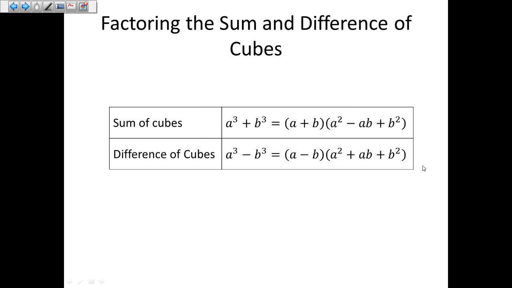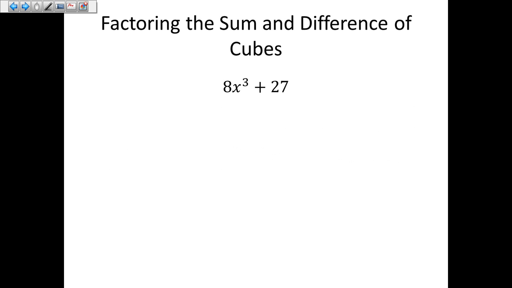Now the next two factoring methods are very special case scenarios. When you see a sum or difference of cubes, this is how it factors. Make sure you write these down. Now, this is going to be a sum of cubes. How do I know that? Well, I need to recognize that 8x cubed is a cube and 27 is a perfect cube, and obviously they're being added together, so this is going to be a sum of cubes.